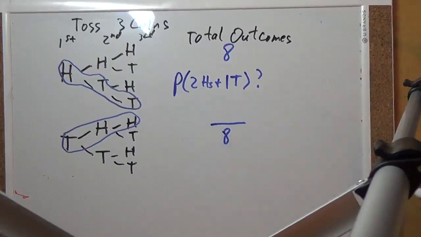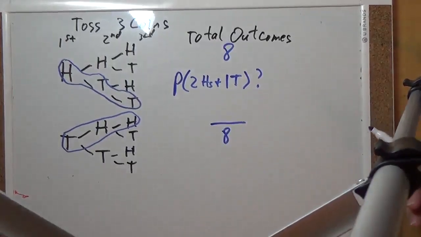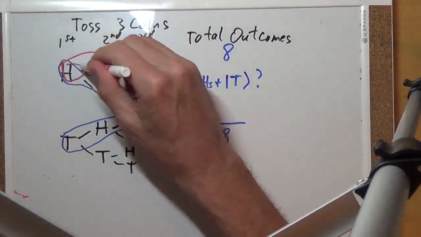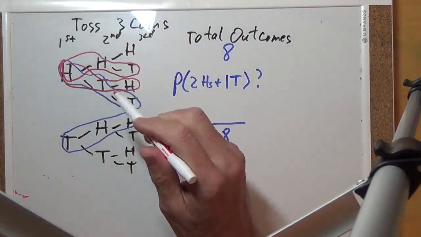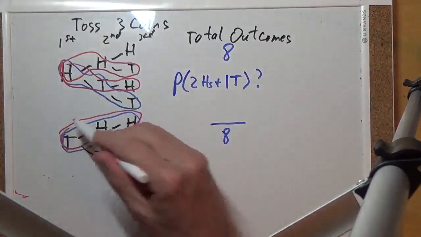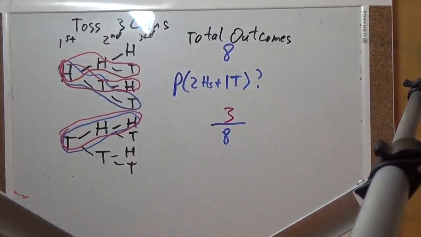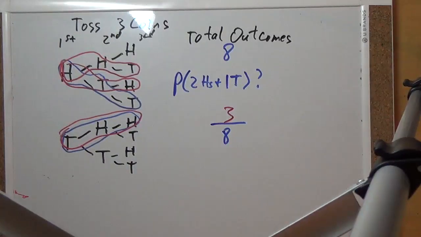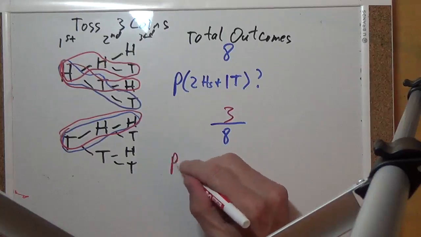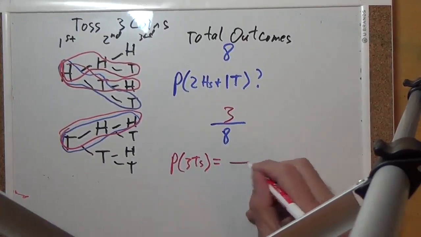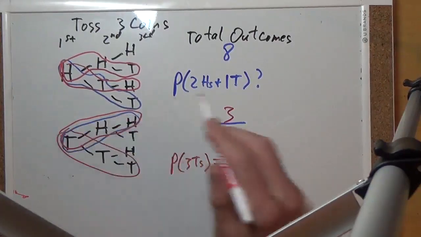And now I'm going to ask you, what's the probability of 2 heads and 1 tail? Again, we know there's 8 outcomes. How many of the events have 2 heads and 1 tail? Let's circle those in red because I can't erase. Here's 2 heads and a tail. Here's 2 heads and a tail. And here's 2 heads and a tail. So that gives me 3. So the probability we get 2 heads and 1 tail is 3 out of 8. Very quickly, what's the probability of 3 tails? Again, there's 8 total outcomes. Only one way to do that.